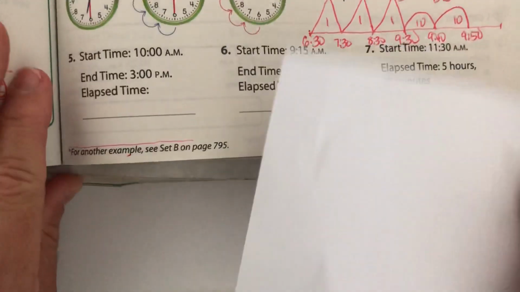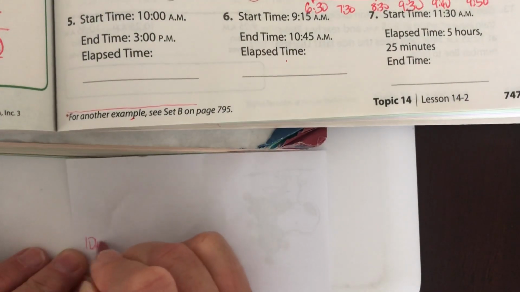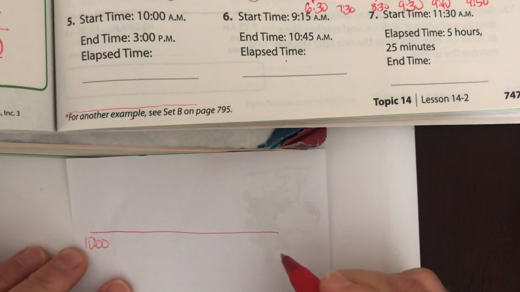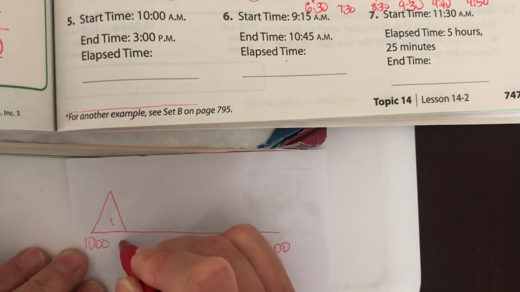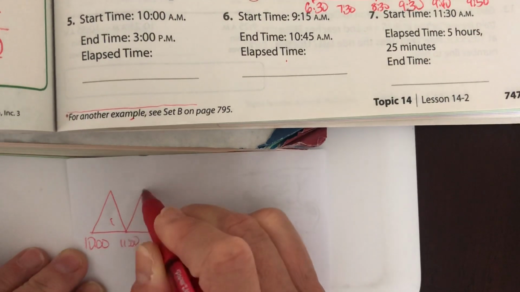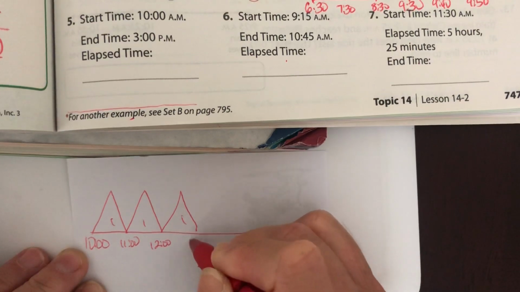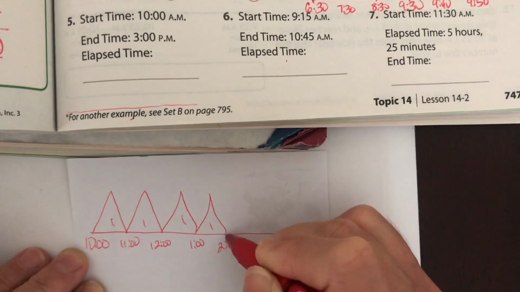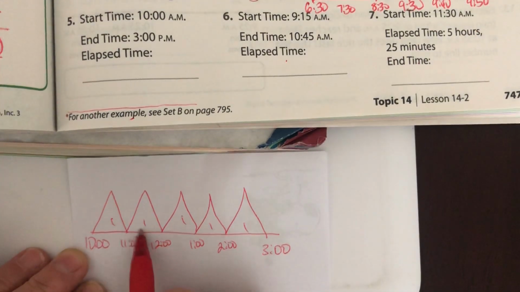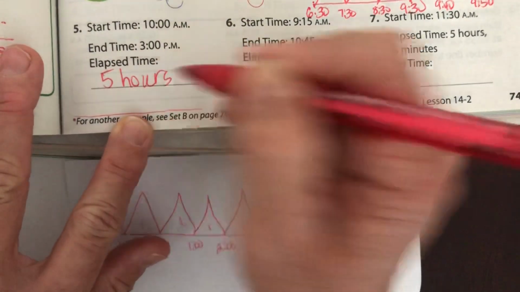Okay, so for number 5, we have start time is 10 o'clock and end time is 3. So I'm going to do 10 o'clock and 3 o'clock. Okay, so we got 1 hour, that's 11 o'clock. 1 hour, 12 o'clock. 1 hour, 1 o'clock. 1 hour, 2 o'clock. 1 hour, 3 o'clock. So 1, 2, 3, 4, 5. This should be 5 hours.